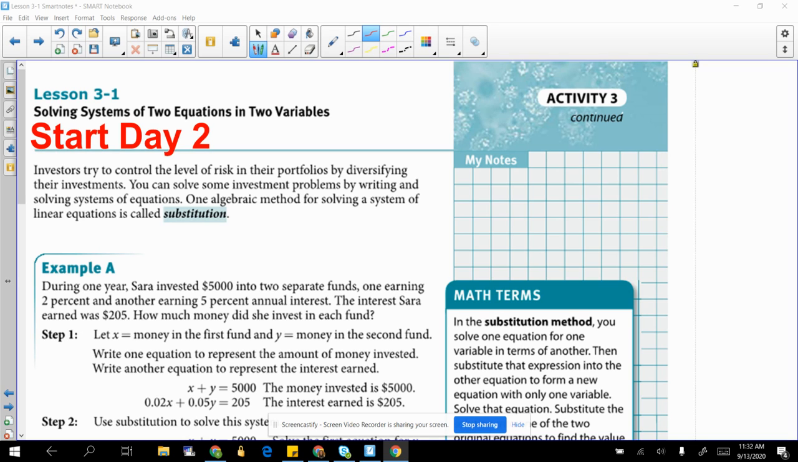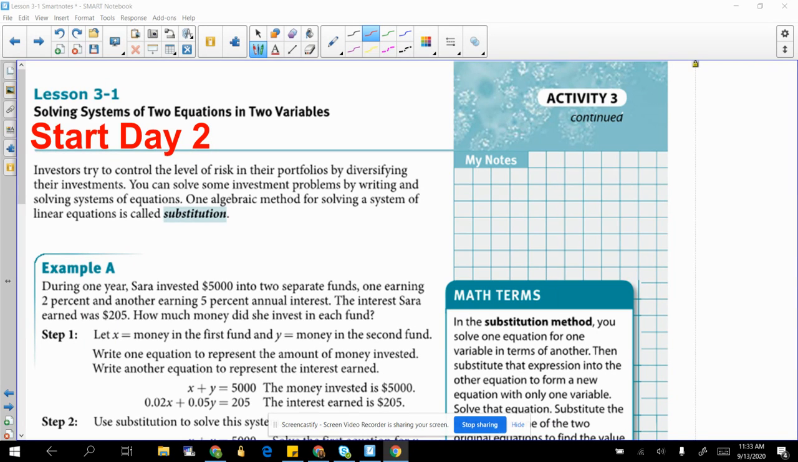Hi everyone, we are on day 2 of lesson 3.1, or I guess part 2 of lesson 3.1 today. Last time we did solving systems of two equations and two variables by graphing. Today in this video we are going to talk about solving systems of two equations and two variables using substitution.